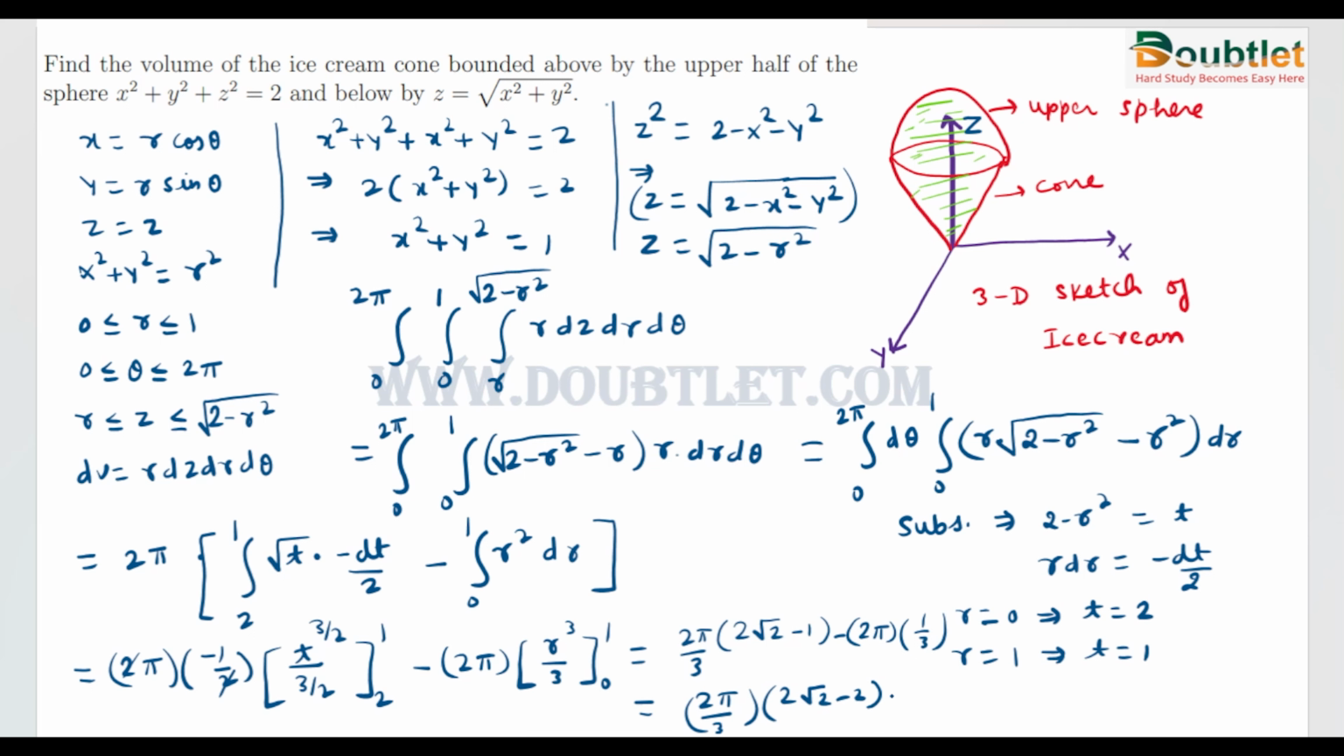So the final answer we can write as 4 pi by 3 times (root 2 minus 1). This is the final volume of the ice cream. This is the final answer.